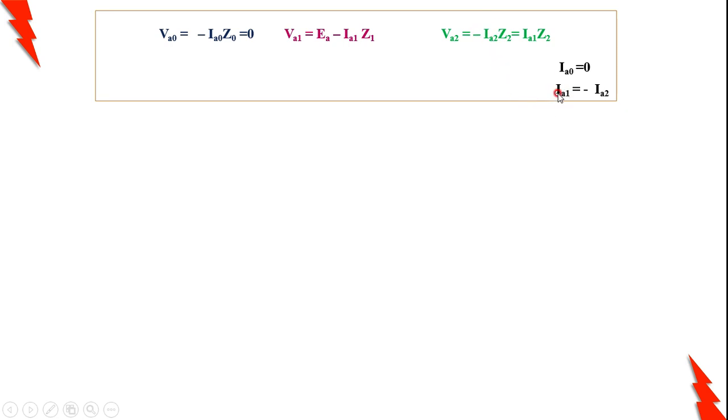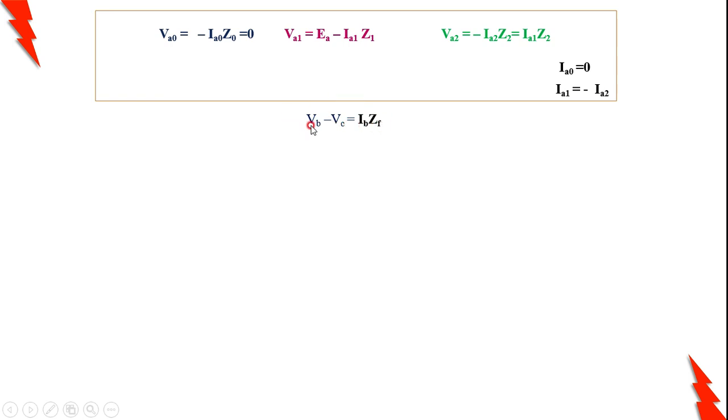It is replaced by IA1 because we are establishing the relation between the sequence currents: IA0 is equal to 0, IA1 is equal to minus IA2. This minus IA2 is replaced by IA1. Therefore, VA2 is equal to IA1 Z2. Then we know one boundary condition is VB minus VC is equal to IB into ZF.